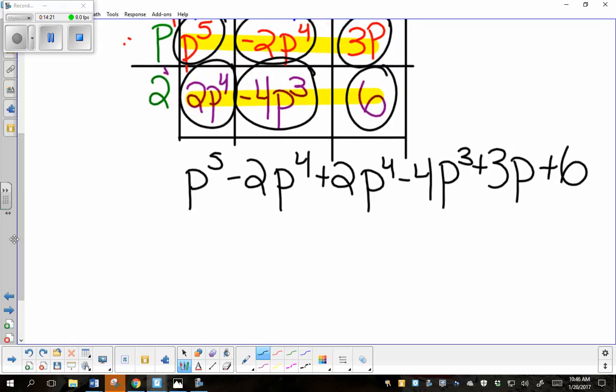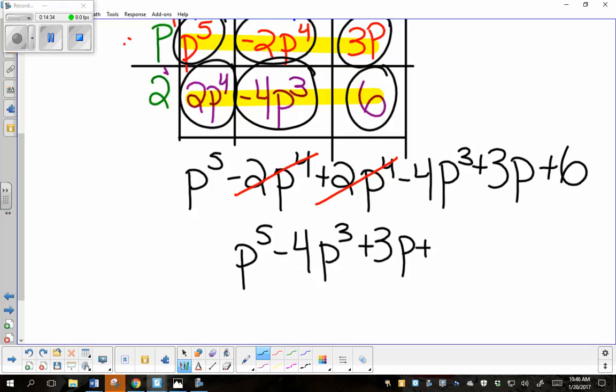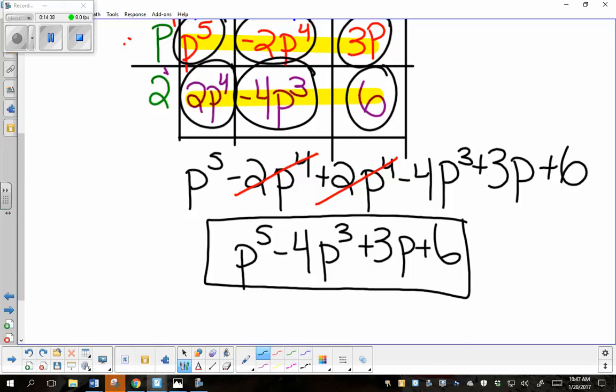I've got negative 2p to the 4th plus 2p to the 4th, so that's just 0p to the 4th. So those cancel each other out. So we are left with p to the 5 minus 4p to the 3 plus 3p plus 6. If you're not getting that box method, we can talk about it in class too. Sometimes it's easier to show visually.